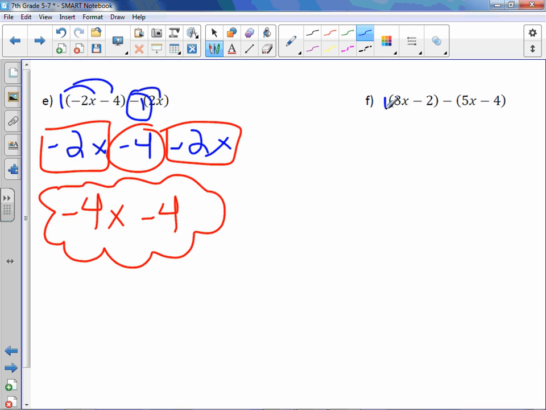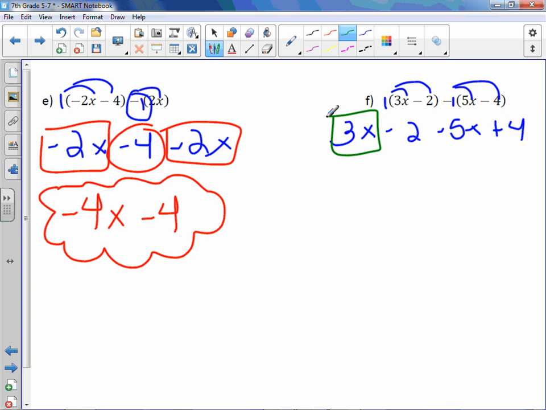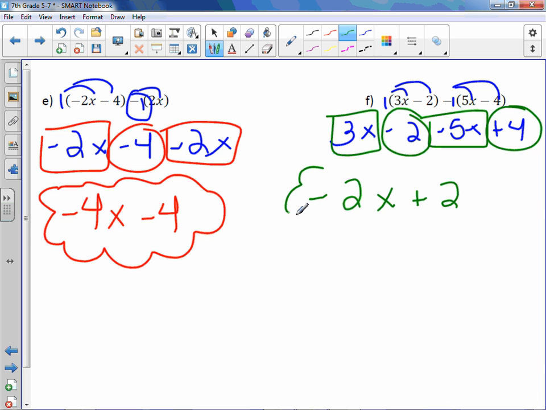Letter F, distribute the 1's. 3x minus 2, -5x, positive 4. Our like terms, 3x minus 5x is -2x. -2 and positive 4 is positive 2.